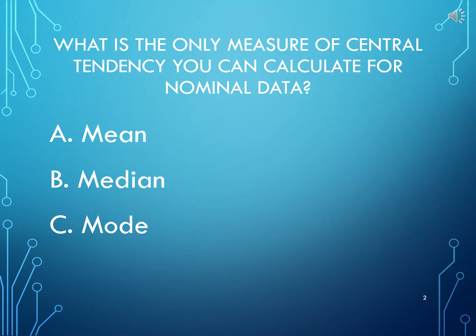All right, let's get some review in. What is the only measure of central tendency you can calculate for nominal data? The only thing you can do with nominal data is count it, right? Count the number of people who are Democrats or the number of people who are Republicans or whatever. So the only thing that you can actually look at in terms of central tendency would be the mode. The mode.